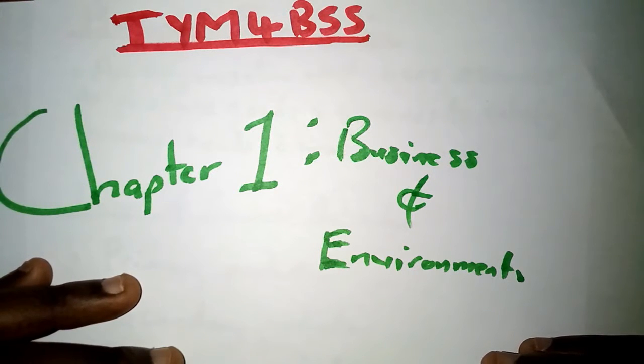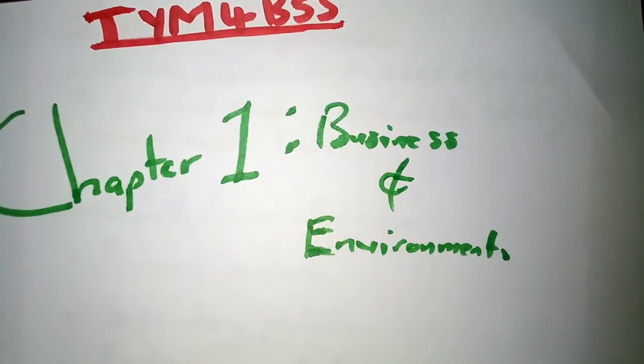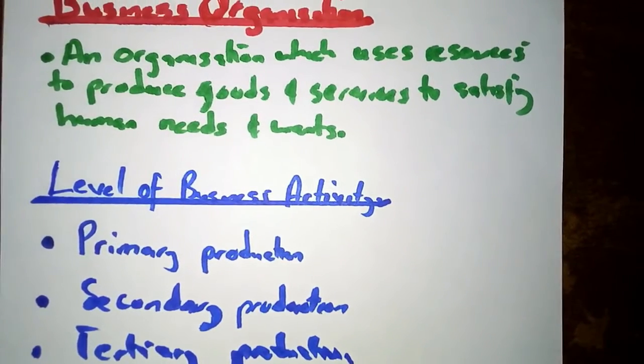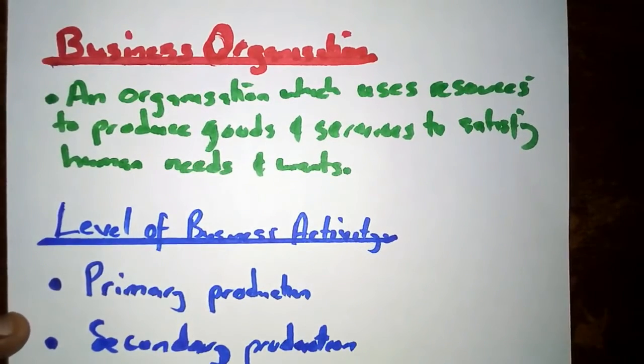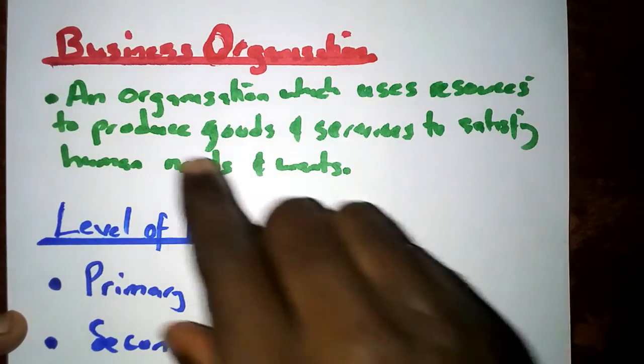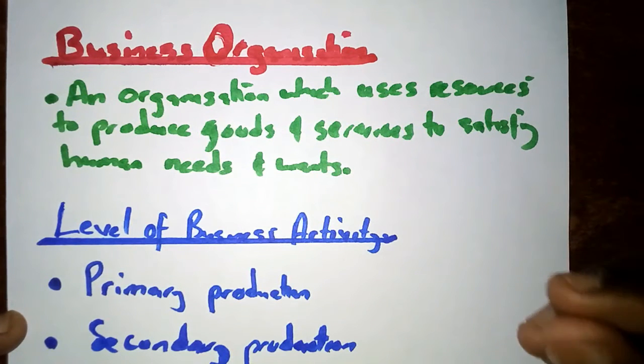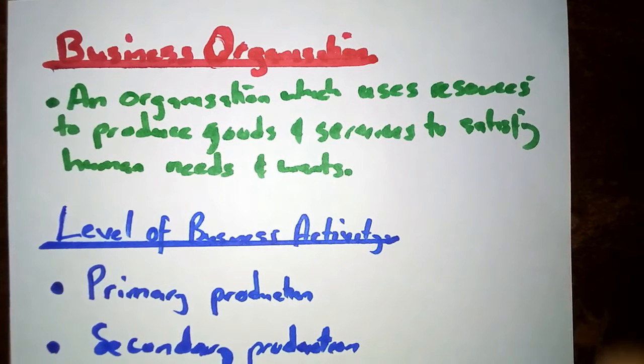We are looking at the first chapter of business studies, which is business environment. So let us look at the structure of business environment and see what we can take note of. The first thing, guys, that you have to know is that we need to define what a business organization is. A business organization is an organization which uses resources to produce goods and services to satisfy human needs and wants. Remember, when you talk about resources, we are referring to factors of production.